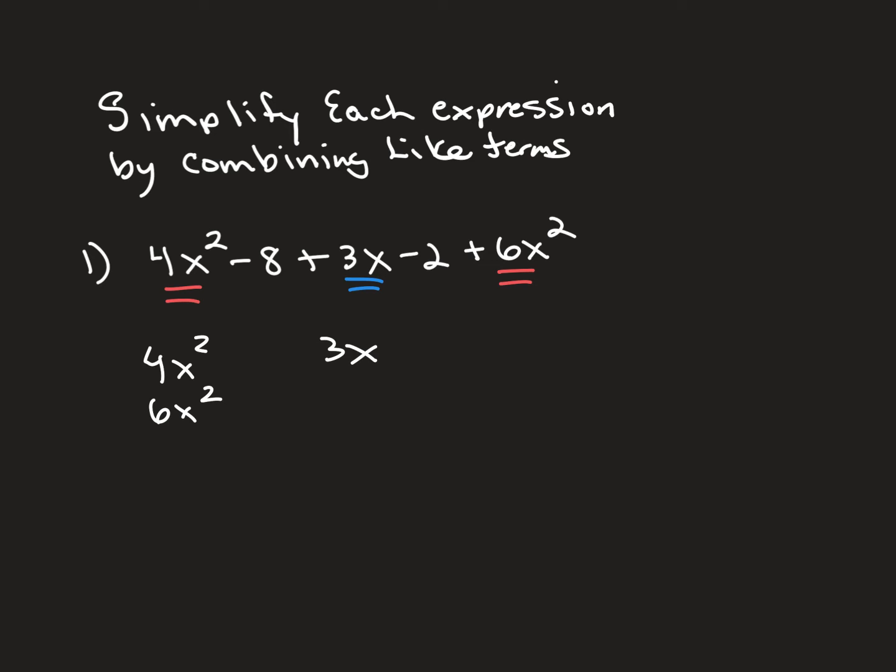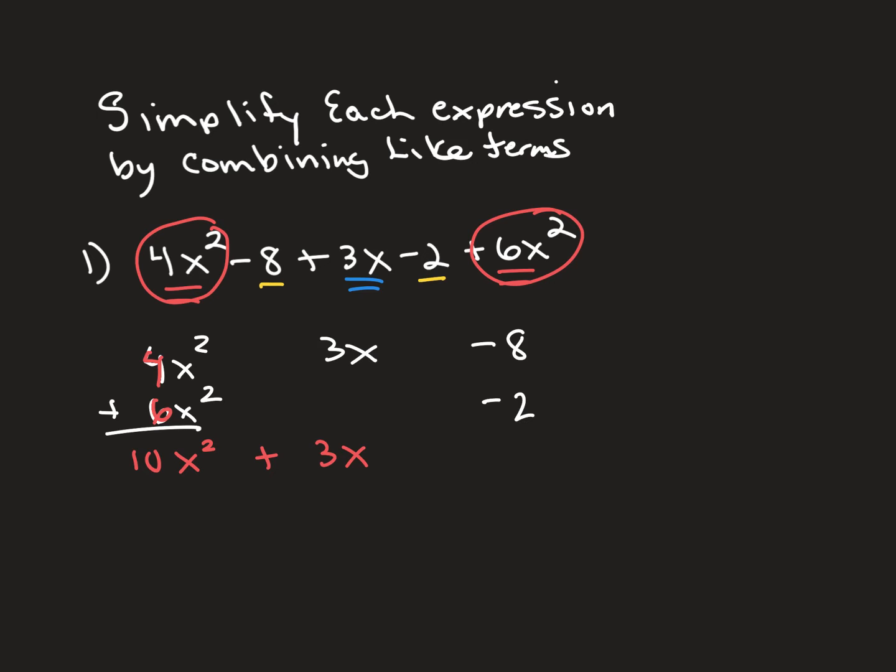And then we have what we call constants. These are plain old numbers that do not have any letters, and those are called constants. So we have a -8 and a -2. We want to combine each of our like terms. We have 4x squared and 6x squared, so we have 10x squared, right? 4x squared and 6x squared gives us 10x squared. Plus we have 3x, and then we also need to add our constants. So -8 plus -2 means we have -10.